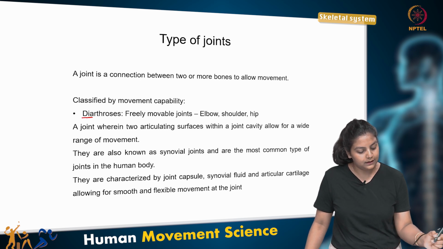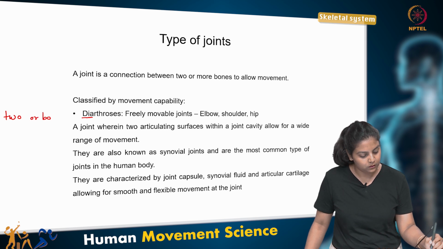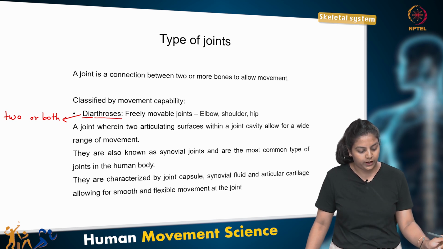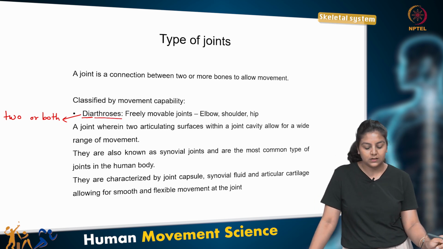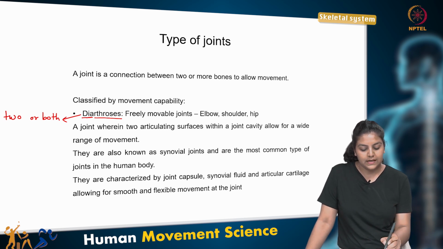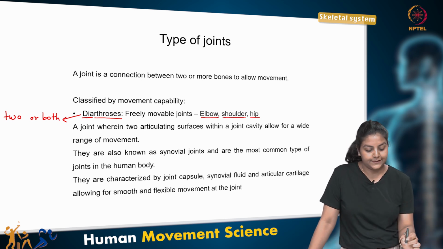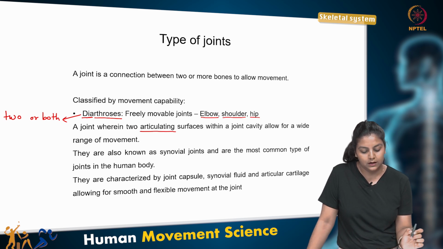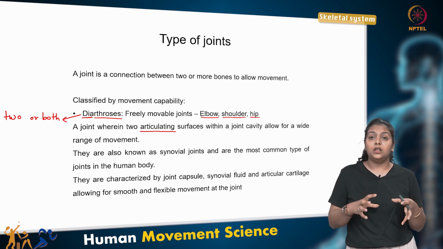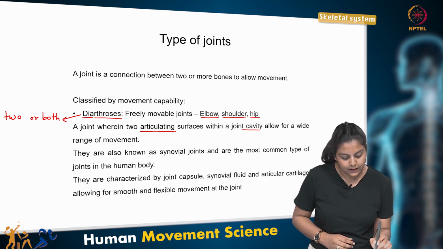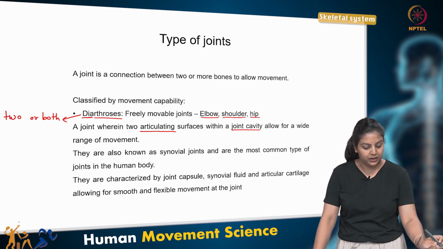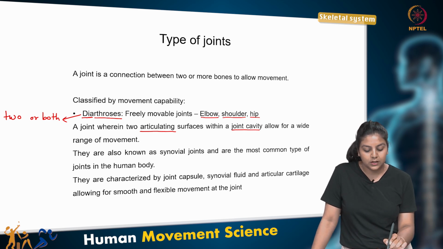So di is either two or both, and arthrosis, as we know, is a joint. So these are freely movable joints. For example, elbow, shoulder and hip, right? So in this joint, two articulating surfaces, so two surfaces that are attaching together, are within a joint cavity that allow for a wide range of movement, right? They're also known as synovial joints.